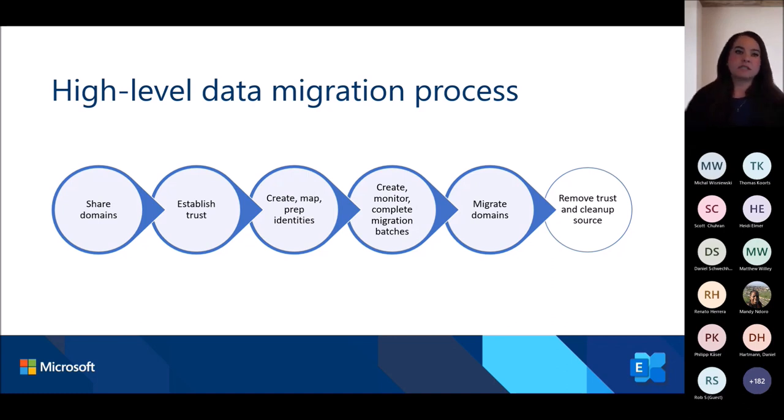So after the identity mapping process takes place, you will need to create, submit, monitor, and complete migration batches of users, such as mailboxes. And the final stage of your migration, after all users have been migrated, and in some cases, you'll want to cut over domains and eventually remove the trust configurations from both tenants. So now that I've talked about what is coming in the typical migration process, it's time to demonstrate a few of these Exchange capabilities together.